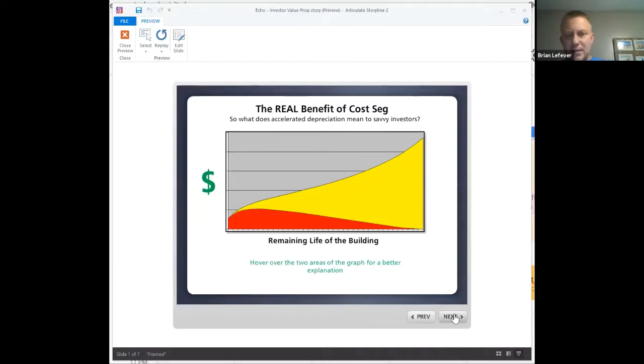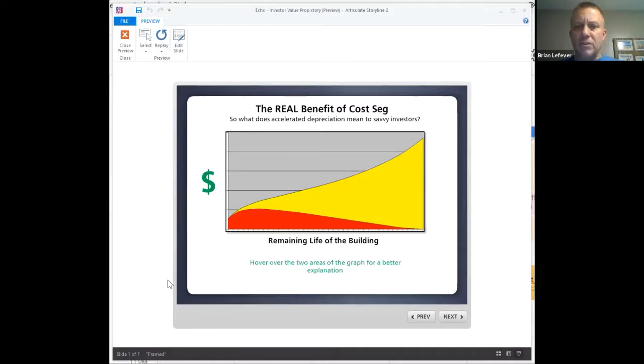That leads me to this slide here. The idea is if you're a fix and flip guy, cost seg is not worth the time and the money. It's for those of you that are buying and holding, and you're going to use that advantage long term. And this is what it looks like. So I love this graph. We actually built this into our software. Don't get hung up on the numbers.